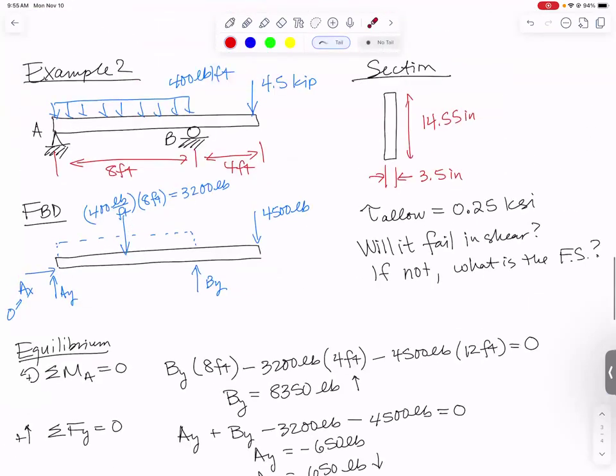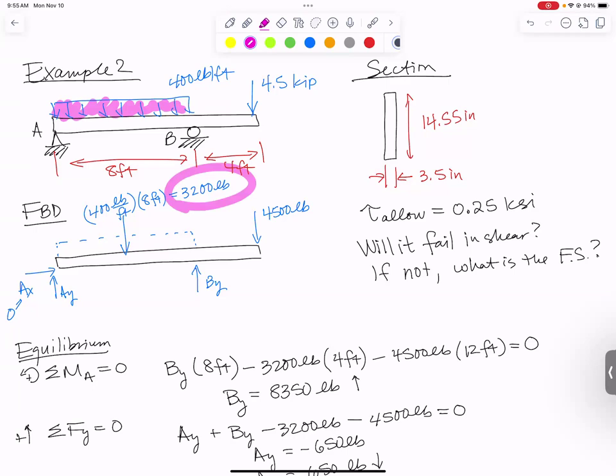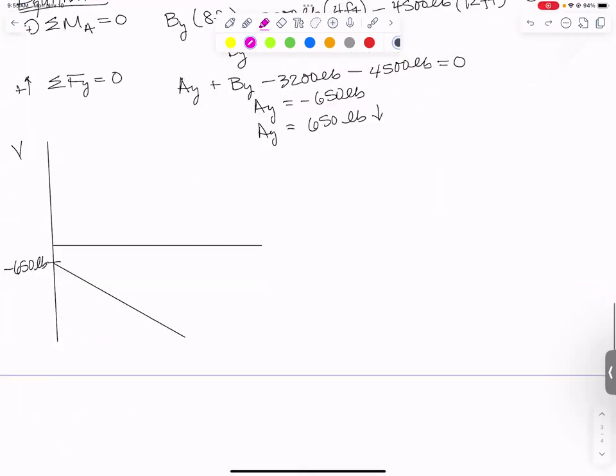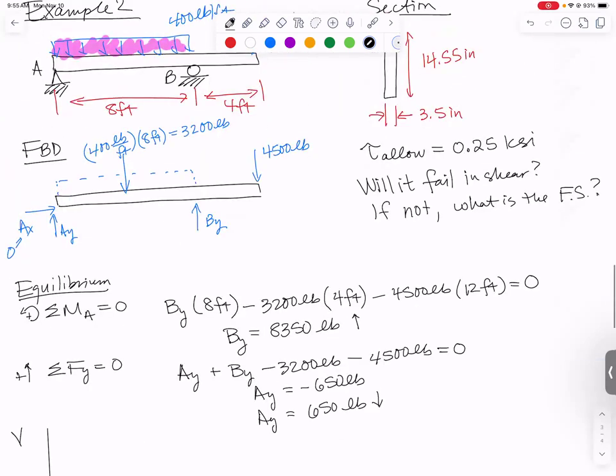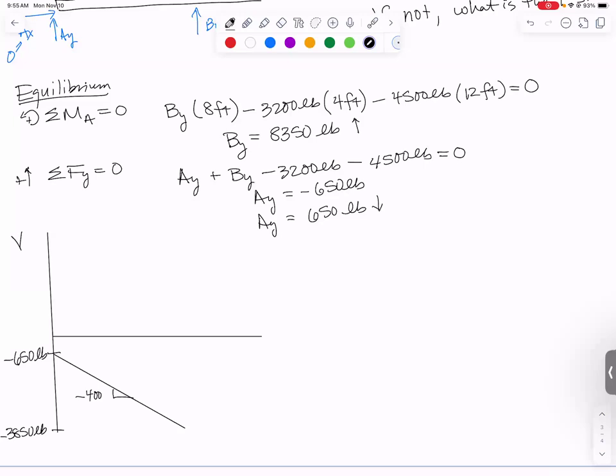We're going to go down at 400, an amount equal to the area under the distributed load curve, which I already calculated. We're going to go down a total of 3,200 pounds. So if we're at minus 650, we go down 3,200, we're actually going to end up down at minus 3,850 pounds. We're going down at a slope of minus 400. Then we reach the point where BY is applied. We jump up 8,350 pounds. We end up at 4,500 pounds.